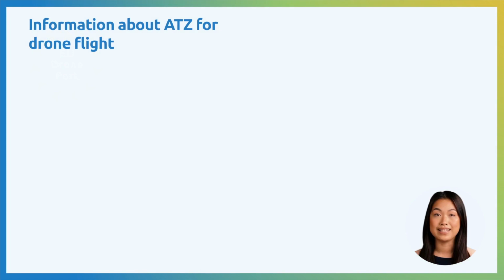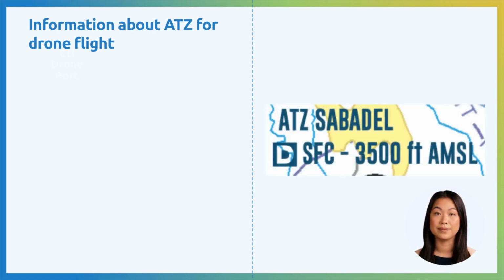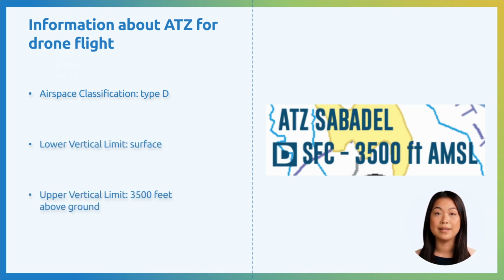The AIP, Aeronautical Information Publication, of each nation is without a doubt the best resource for information on ATZ. In the AIP, you can find visual flight charts showing all airspace areas. The text box displaying the airspace classification and the vertical boundaries of the ATZ should be your first point of interest. As an example in the picture, we have airspace classification type D, lower vertical limit surface, and upper vertical limit 3,500 feet above ground.